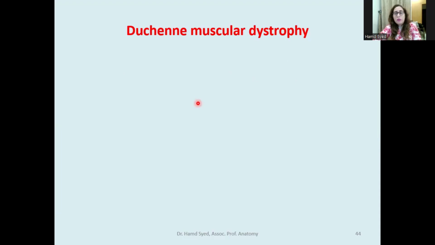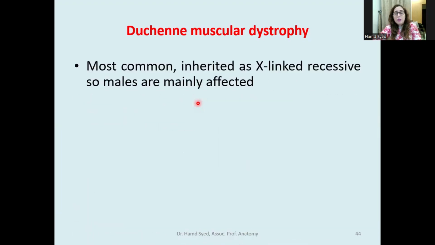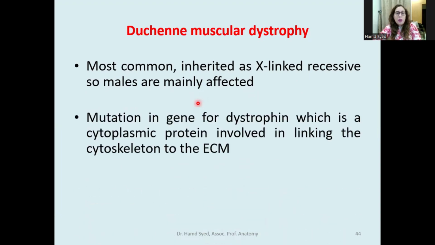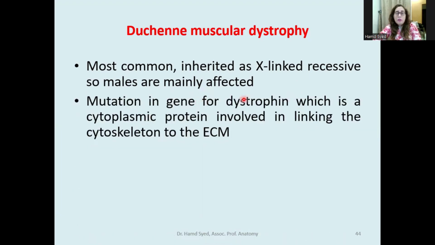Duchenne's muscular dystrophy, abbreviated as DMD, is the most common one, which is inherited as an X-linked recessive disorder. So males will be mainly affected and females are carriers. There is a mutation in the gene for the protein dystrophin. Dystrophin is the cytoplasmic protein involved in linking the cytoskeleton to the extracellular matrix. So this protein is very important in the normal functioning, that is the contraction and relaxation, of the muscle.